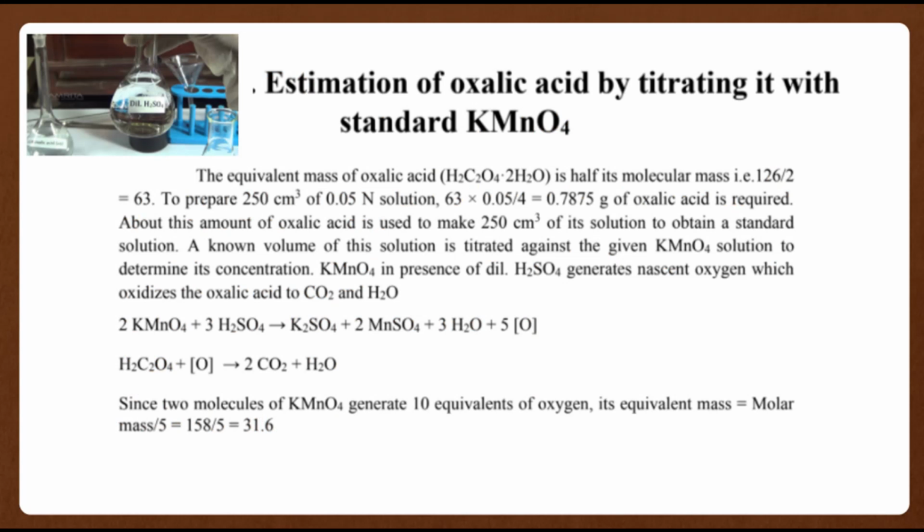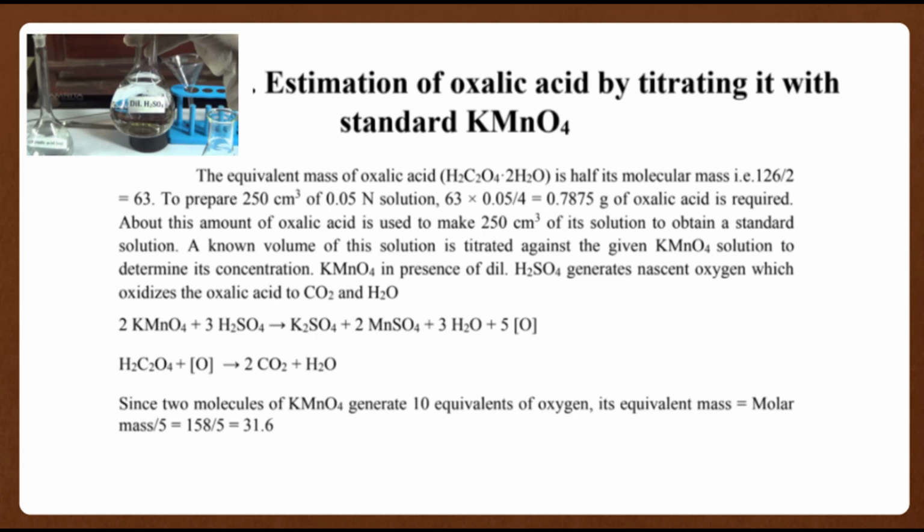The equivalent mass of oxalic acid, H2C2O4.2H2O, is half of its molecular mass, that is 126 by 2, which is equal to 63. To prepare 250 cm³ of 0.05 normal solution, 63 into 0.05 by 4, which is equal to 0.7875 grams of oxalic acid is required. This amount of oxalic acid is used to make 250 cm³ of its solution to obtain a standard solution. A known volume of the solution is titrated against the given KMnO4 solution to determine its concentration.